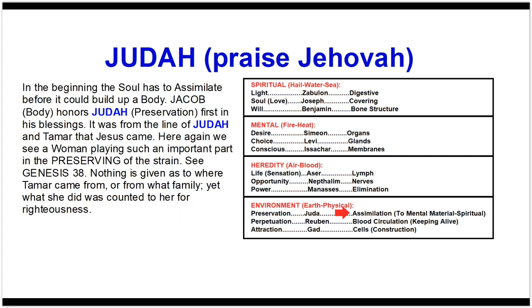In the beginning the soul has to assimilate before it could build up a body. Jacob, body, honors Judah, preservation, first in his blessings. It was from the line of Judah and Tamar that Jesus came. Here again, we see a woman playing such an important part in the preserving of the strain. See Genesis 38. Nothing is given as to where Tamar came from, or from what family, yet what she did was counted to her for righteousness.